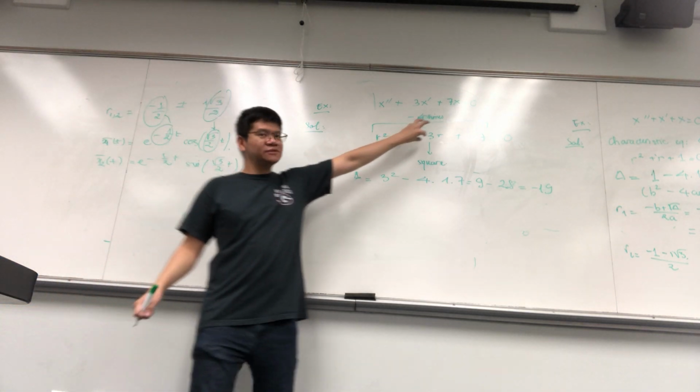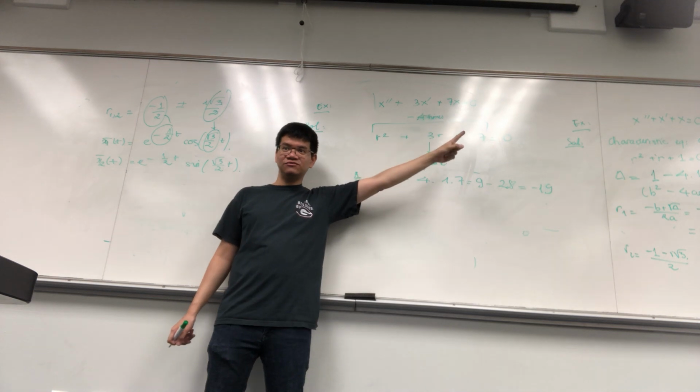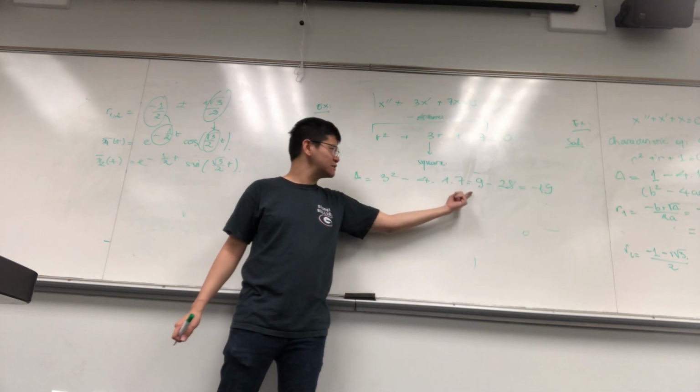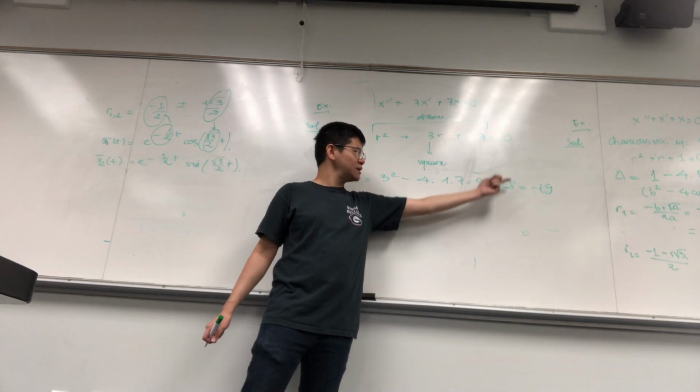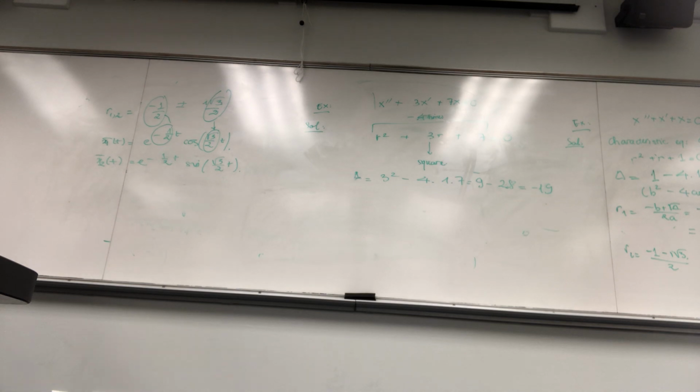You take the 3, you take the square, and you take the difference with the product of the first and the last coefficient times 4. So you have 3 squared minus 4 times 1 times 7, and this is 9 minus 28, and this is minus 19. So what are the two solutions? r1 is negative 3 plus i square root of 19 all over 2, and r2 is negative 3 minus i square root of 19 over 2.